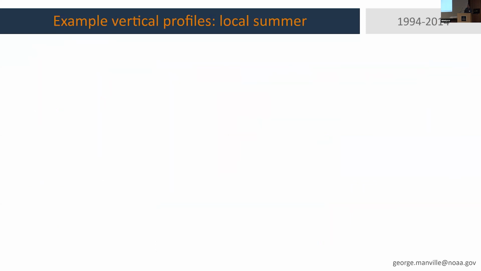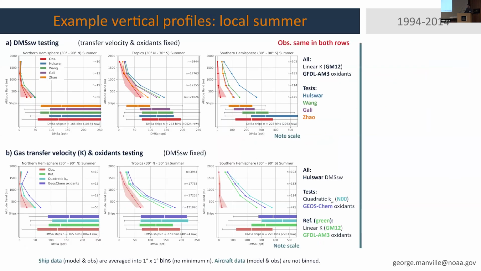So I'm just going to drop on here what looks like a load of figures, but I'll do my best to explain them as fast as I can. What you're looking at are vertical profiles of atmospheric DMS measured by aircraft, and then box and whiskers of DMS in the atmosphere measured by ships.